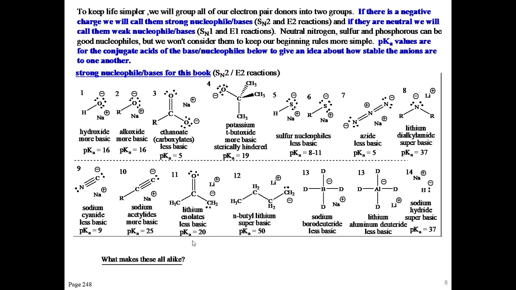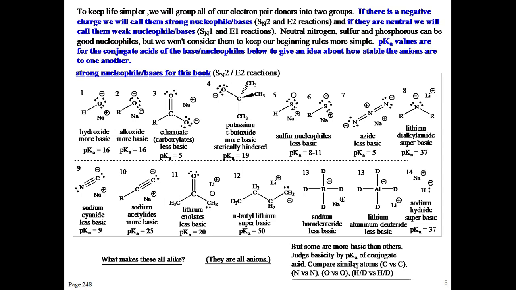Okay, so what makes these all alike? They're all minus charges. So these are our strong nucleophile bases. They're all anions. Okay, so in each case, I've selected a few to compare. We have the oxygen comparisons up here. We have the sulfur. There, no comparison there. They're just great nucleophiles. But we have two types of nitrogen. We have a really good, stable one and a very highly reactive basic one. And then we have a couple types of hydride. We have the fairly stable aluminum hydride or borohydride. And then we have the bare bones hydride that's very reactive.